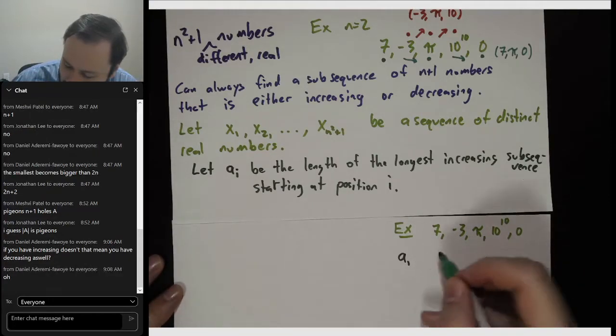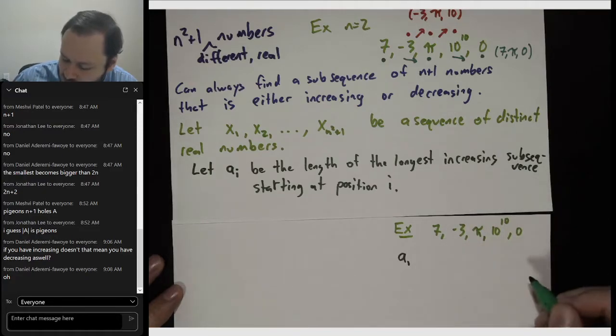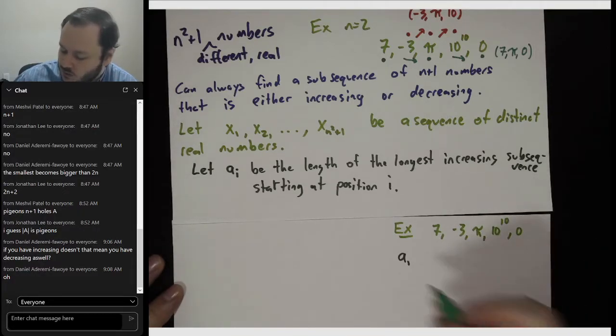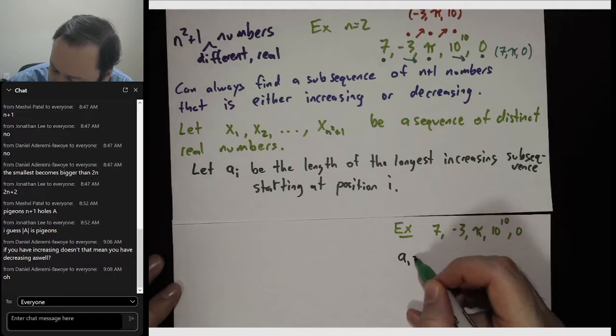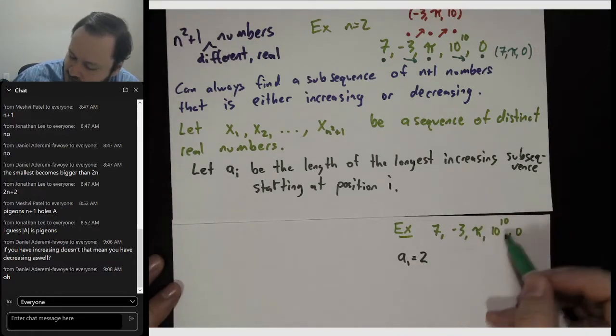So as your index goes up, the value goes up. So I start at 7, and then I want my sequence to increase. The only thing I can do is go from 7 up to 10 to the 10. All of these other options are smaller than 10. So a sub 1 equals 2. The best I can do if I start at 7 and I want to increase every time is 2 elements.